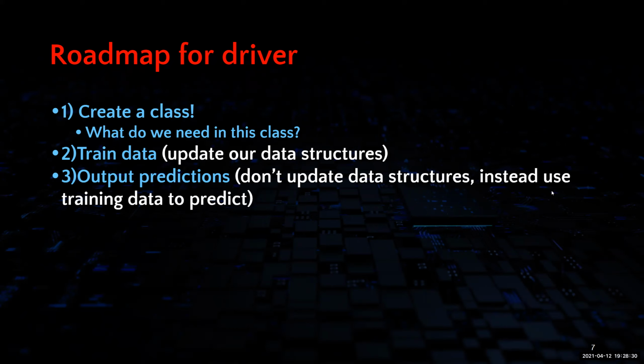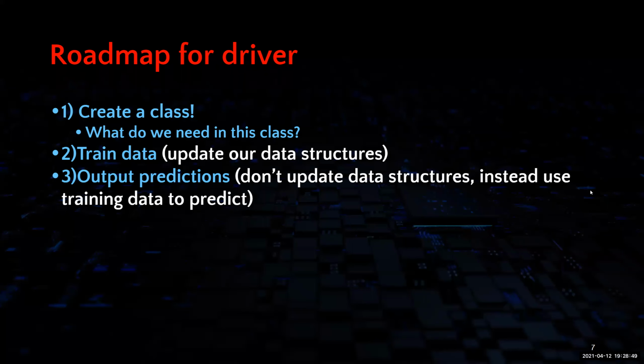So there are three main things we have to do for this project. The first is make a class. I mean, that's pretty obvious. Second thing is we have to train our data. And the third thing is output predictions. So training data is what we'll talk about first, and then outputting is pretty simple once you handle step number 2. So it's kind of like the basic 3 steps here.